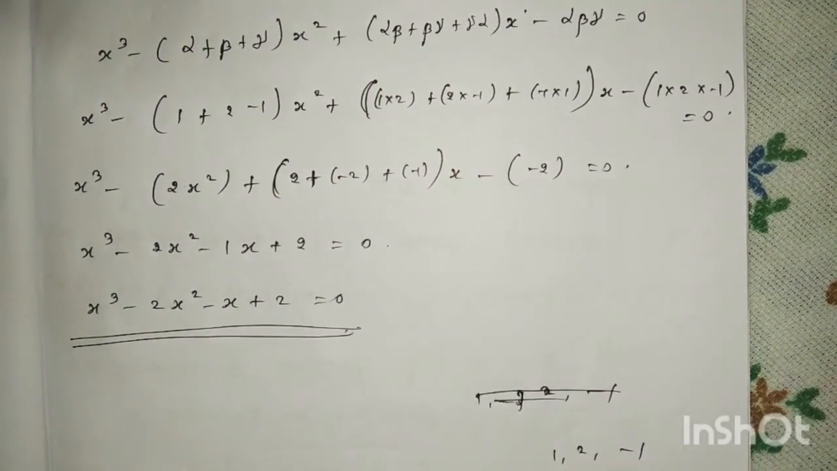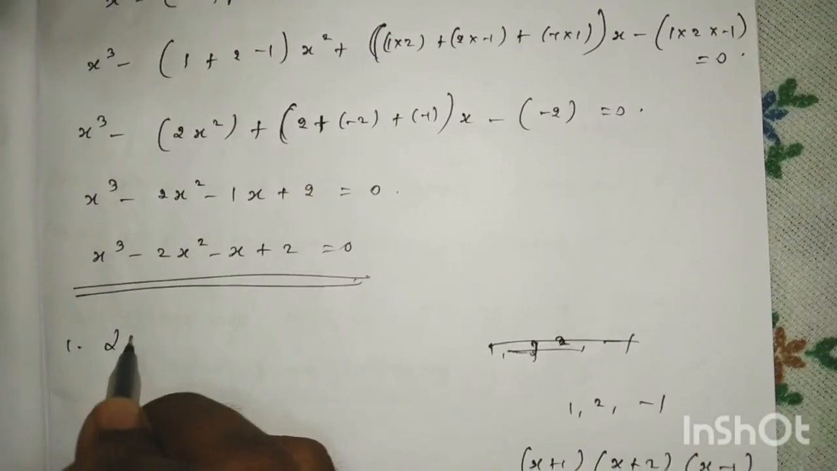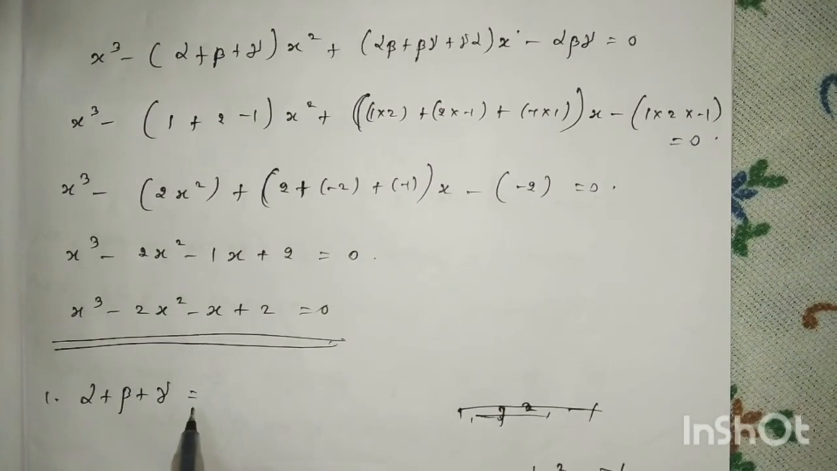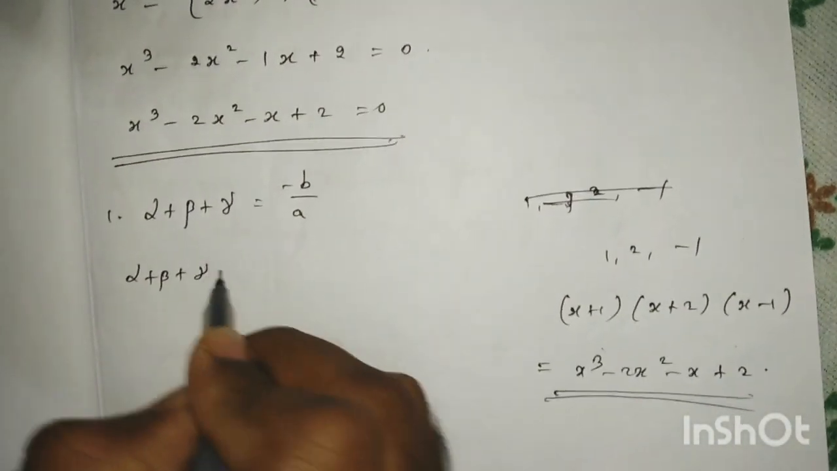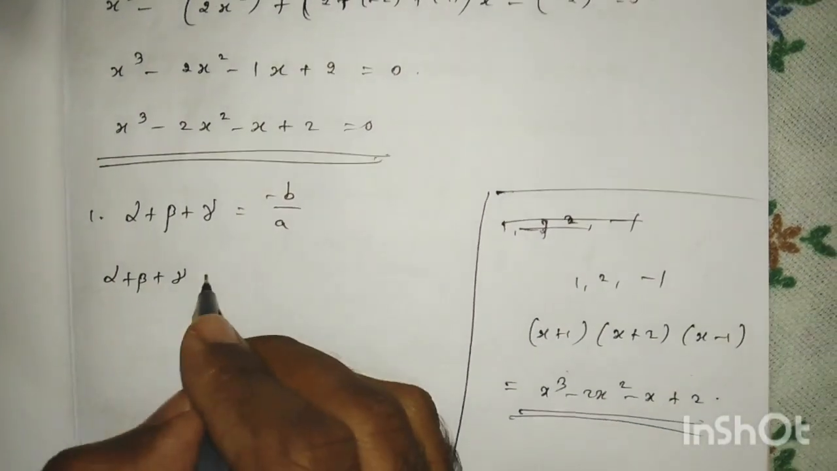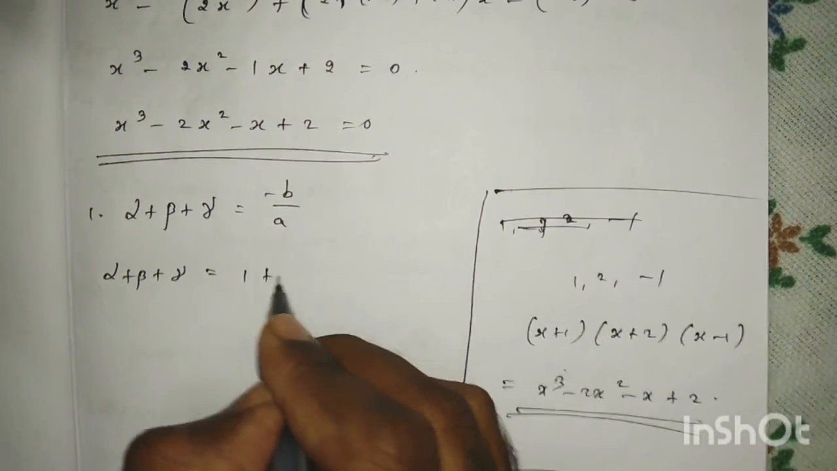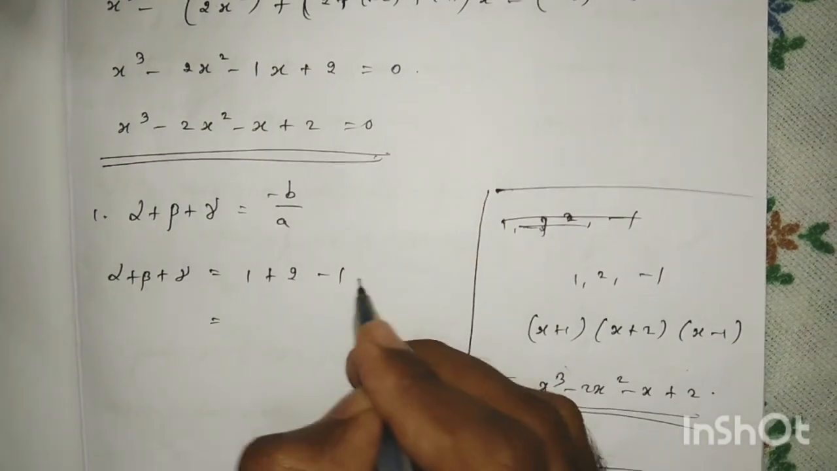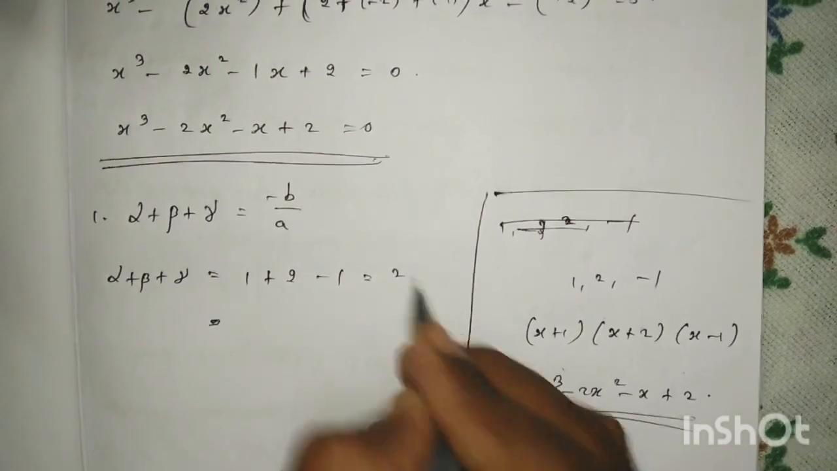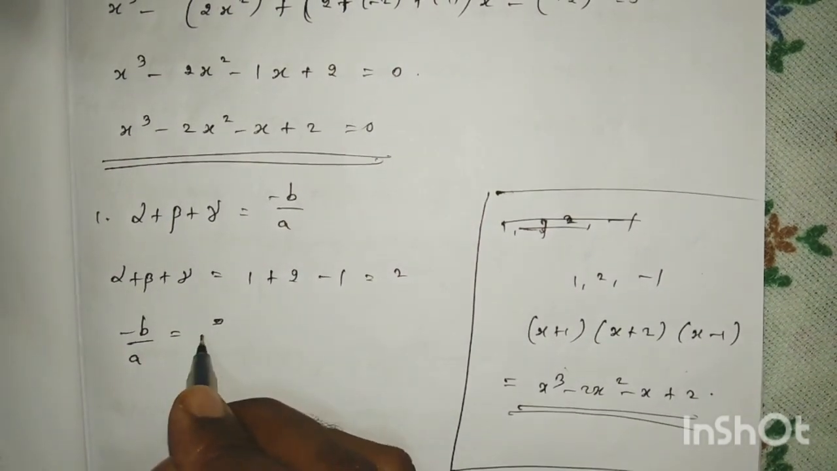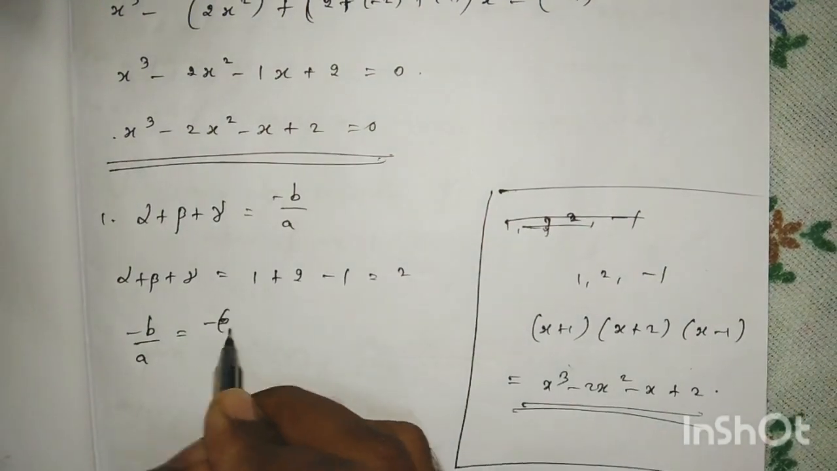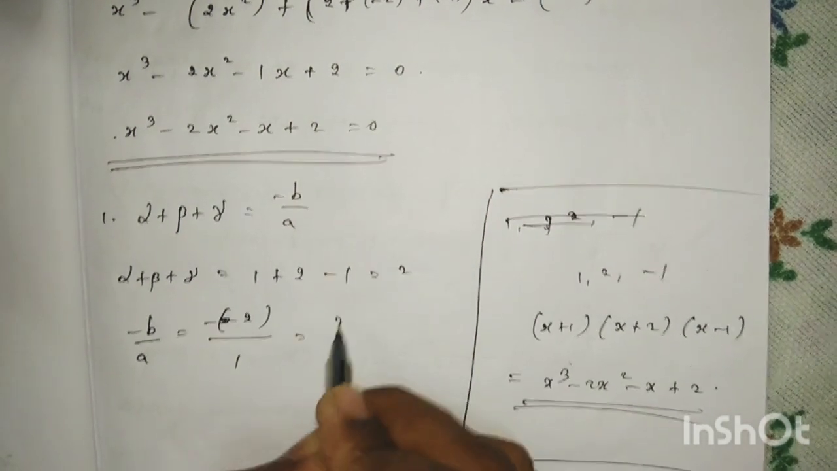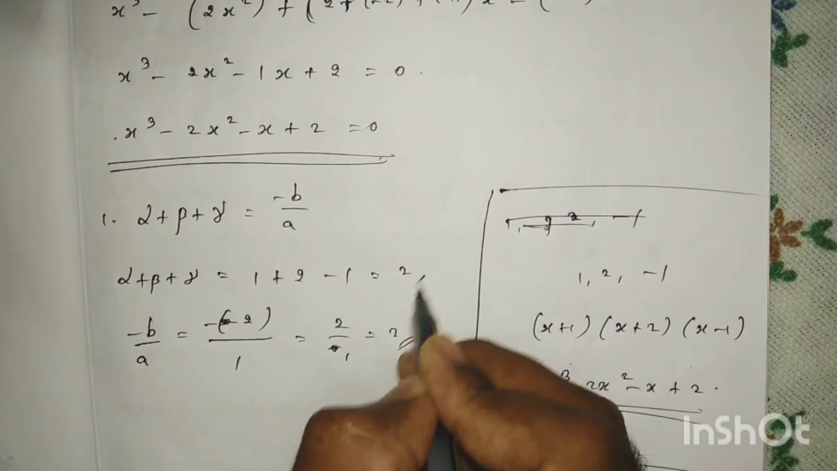Next, verification of the cubic polynomial, right? So the verification of the relationship between coefficients and zeros. So first one, sum of the zeros, alpha plus beta plus gamma, that is minus b by a. Alpha plus beta plus gamma: alpha value 1, beta value 2, gamma value minus 1. The value is equal to 2. Then minus b by a. From the equation, a is 1 and b value is minus 2. So minus of minus 2 divided by 1, so plus 2 by 1, 2. So verified.